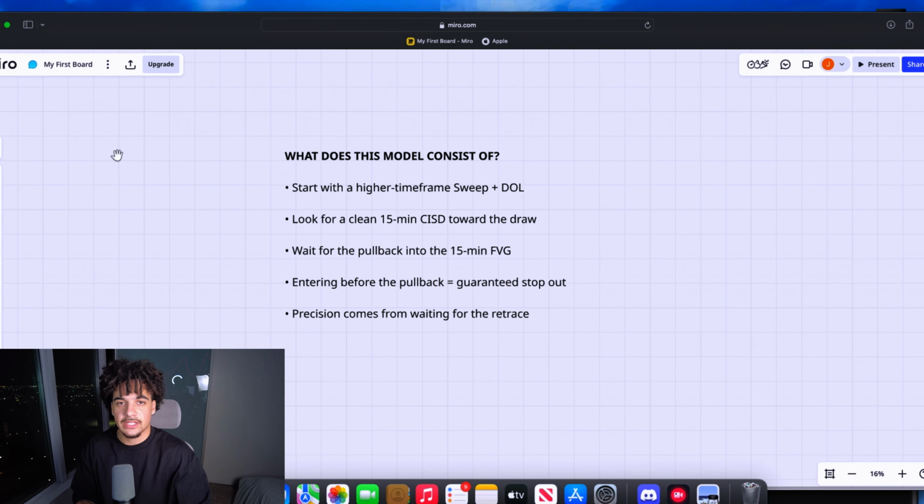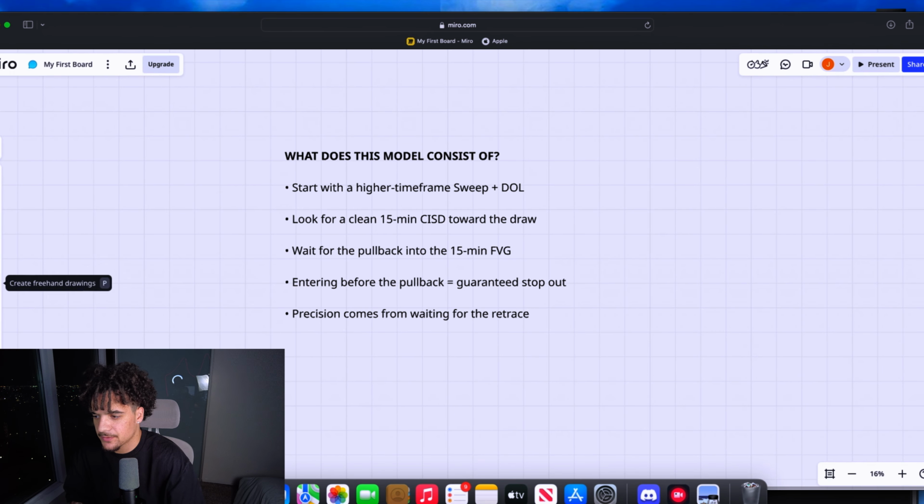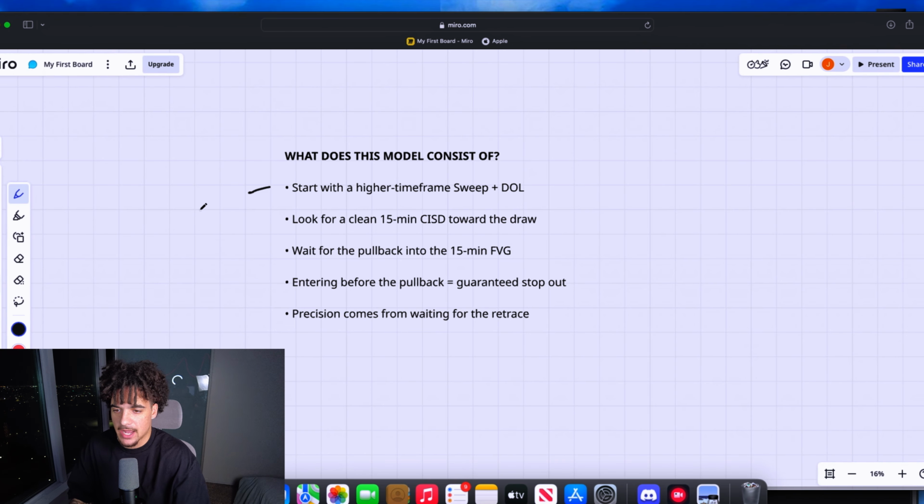Okay, guys, so let's understand what this model is actually going to consist of, right? So first thing that we're looking for with this model is we want to start with a higher time frame sweep plus draw on liquidity, meaning we want to find a sweep of either buy side or sell side liquidity, and then we want to find the next draw on liquidity or the next pool of liquidity that is going to be attacked, right? So we know if we sweep sell side, we then need to take buy side. If we take buy side, we know we then need to take sell side.